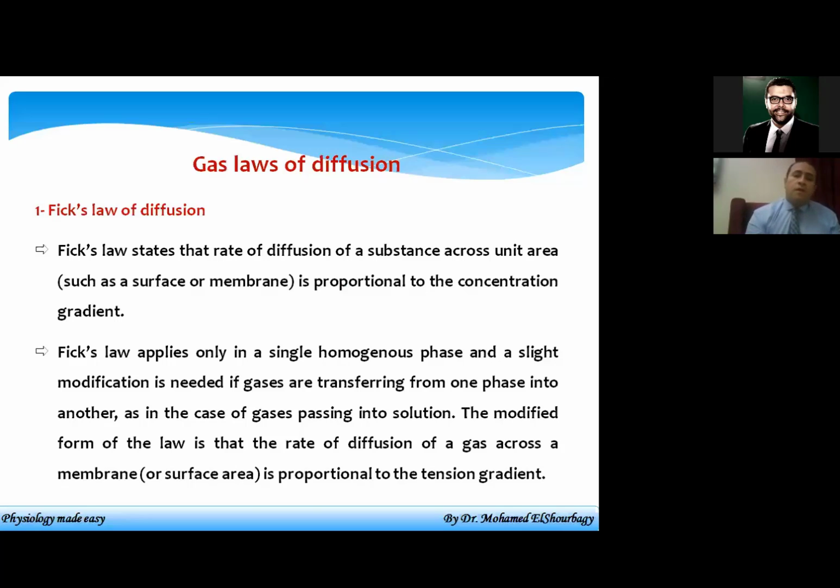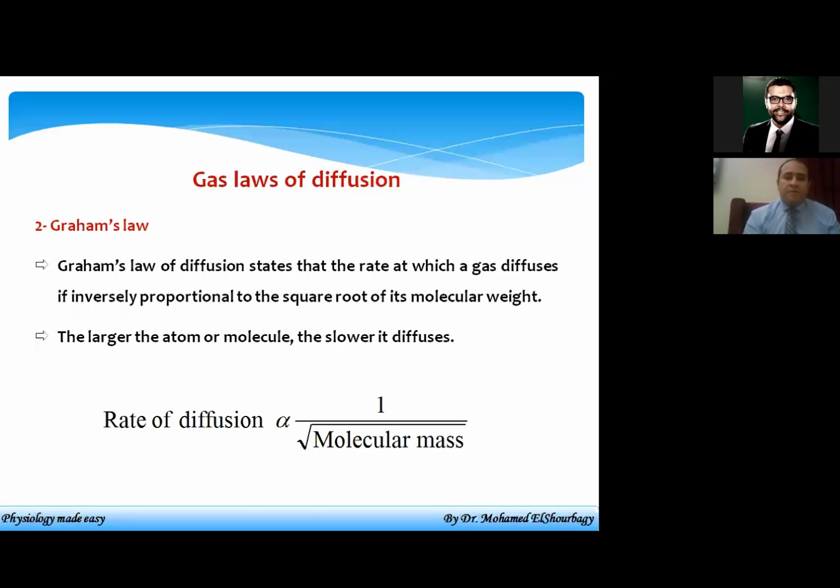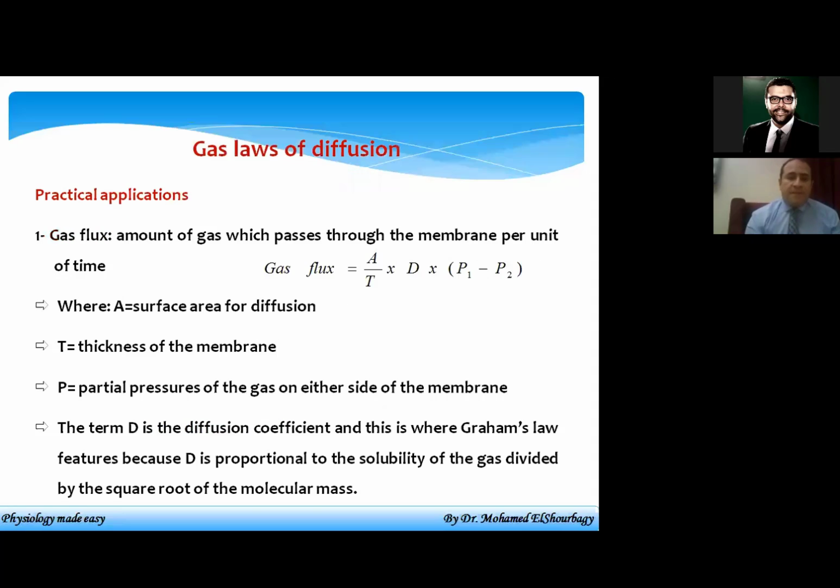Okay. So what about Graham's law? Graham's law of diffusion states that the rate at which a gas diffuses is inversely proportional to the square root of its molecular weight. The larger the atom or molecule, the slower it diffuses. So the rate of diffusion is in inverse proportion to the square root of the molecular weight. The larger the molecules, the slower the diffusion. Okay. What about the practical application of gas laws of diffusion?